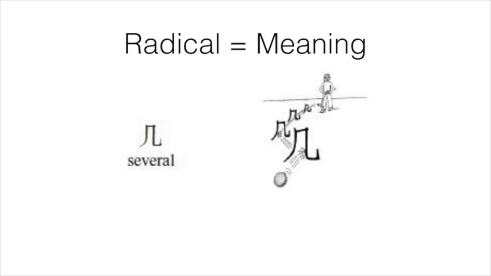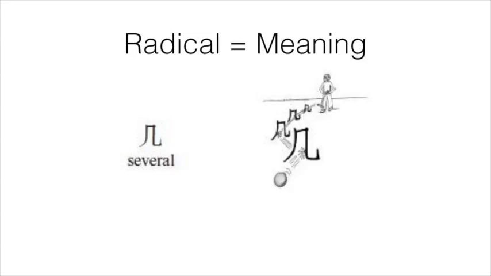Remember that I said most Chinese characters are composites, that they're made of several different radicals. Well, sometimes the radicals can stand on their own. They can be a character of themselves. And that's the case with the radical for several. When it stands on its own, it's the character ji. And so that means you also need to learn a pronunciation for this radical.